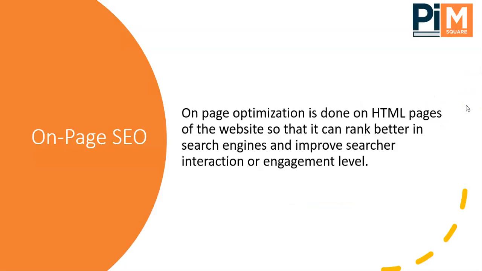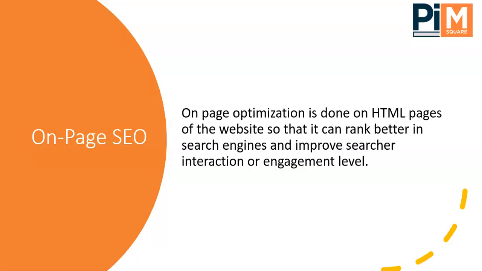So what is on-page SEO? On-page SEO, as the name suggests, is doing the optimization on the website. If I say on the website, you might wonder where I'm going to write, where I'm going to optimize the website. It is done in the background of the website, or in the coding part of the website.